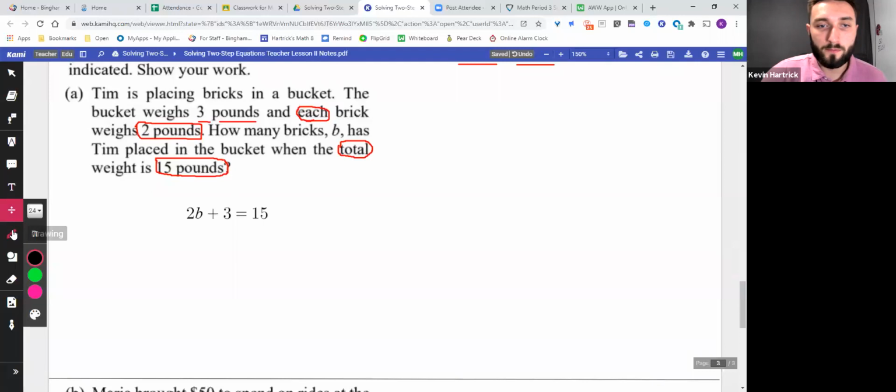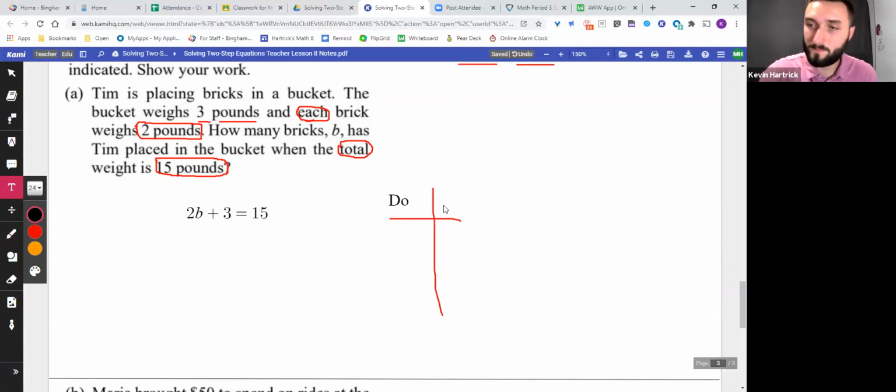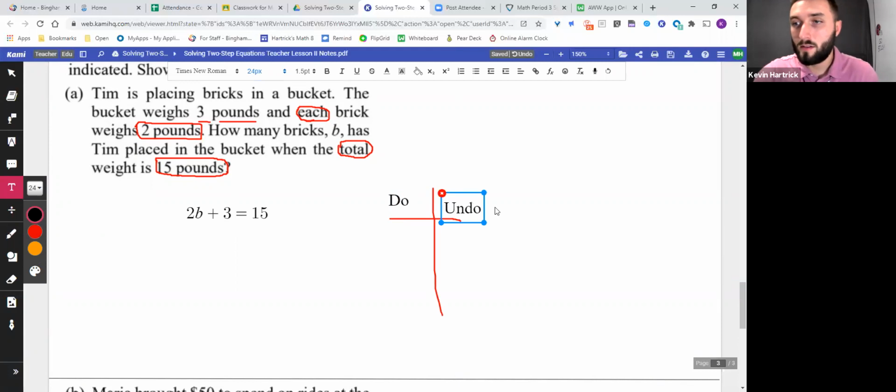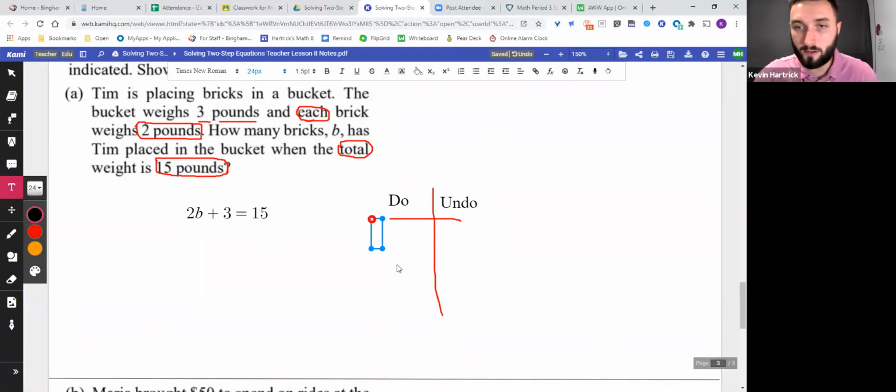Okay, do undo. So we got lots of space for it over here. So let's do that. Do, undo. Remember, you might not always need this, but you're always going to be thinking this way. Whether you need to actually write it down or not is up to you. But you should be thinking this way all the time when you approach an equation.